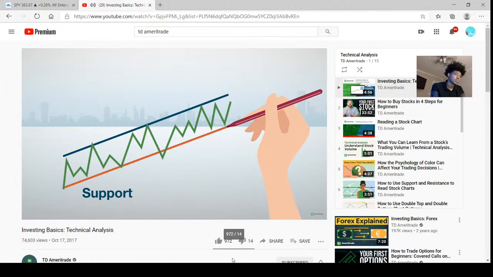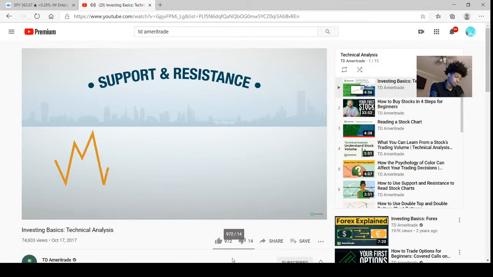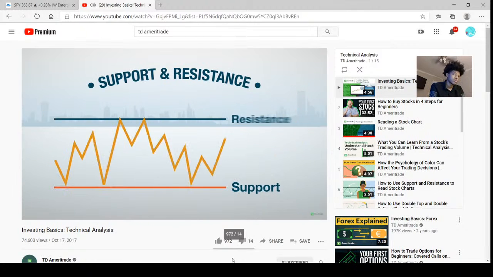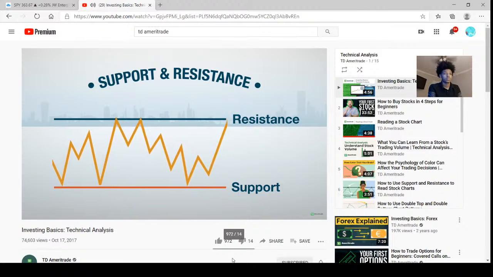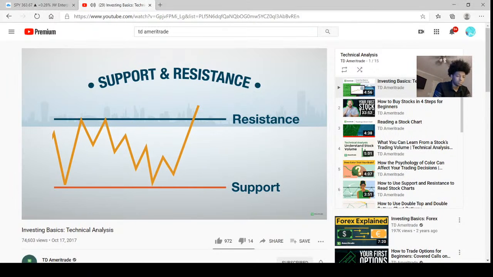These lines are known as support and resistance levels. The next technique we'll discuss: support and resistance are price levels that the stock has had trouble breaking through. If a stock breaks through support or resistance, it could be a signal to enter or exit.